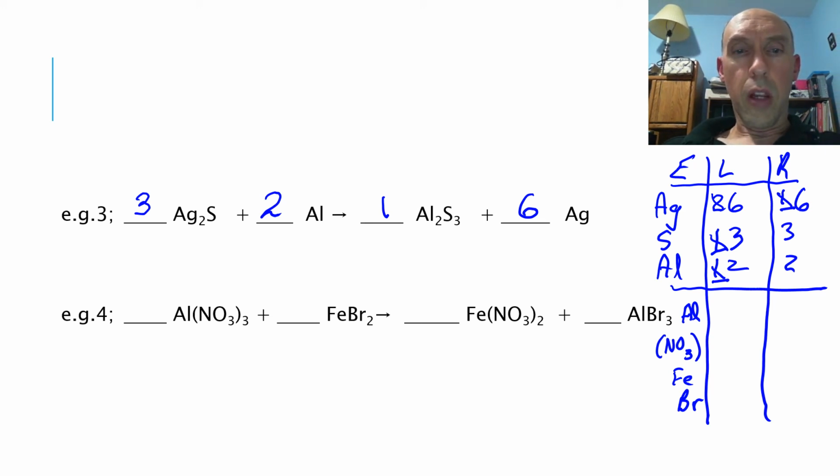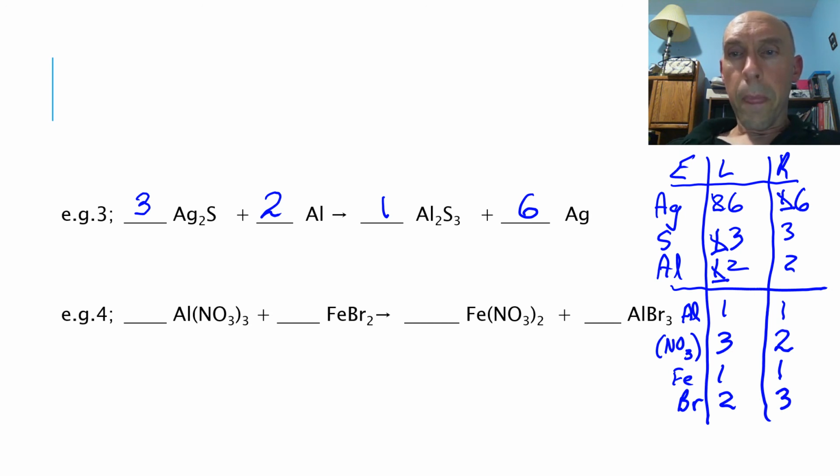So we should be getting kind of comfortable with this. The aluminum on the left is 1. The subscript outside the bracket on the nitrate is a 3. So there's a 3 there. Iron is 1 because there's no subscript, and the bromine is 2. Right-hand side, we see the iron is 1. The nitrate outside the bracket has a subscript of 2, so there's 2 nitrate groups. The aluminum, there's 1, and the bromine, there's 3.